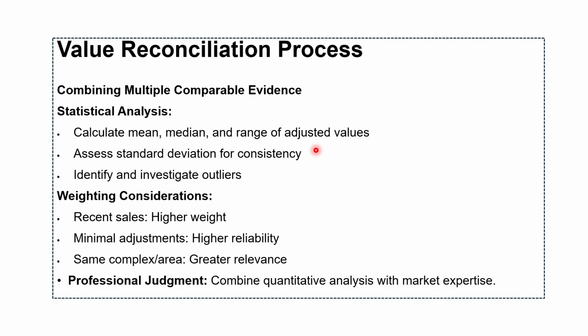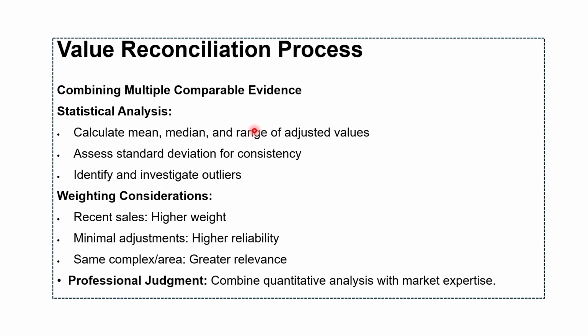Then mean calculation provides a simple average but may be distorted by extreme values. Median calculation offers more stability when outliers are present, and range analysis reveals the breadth of value indications and helps establish an appropriate value range for the final conclusion.